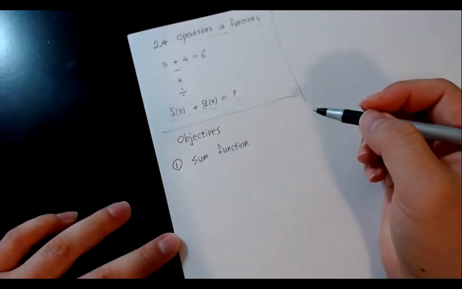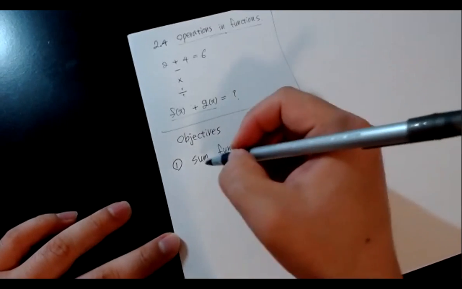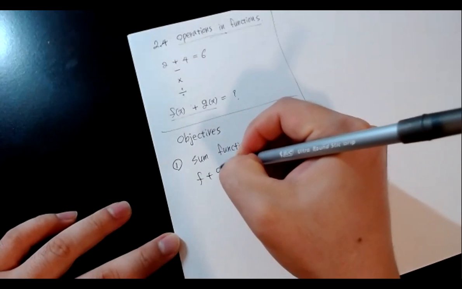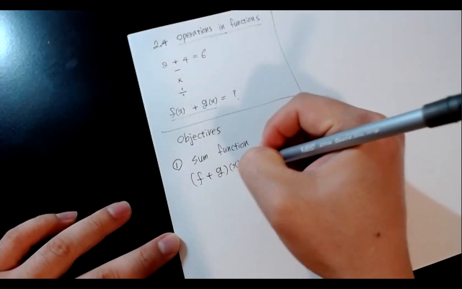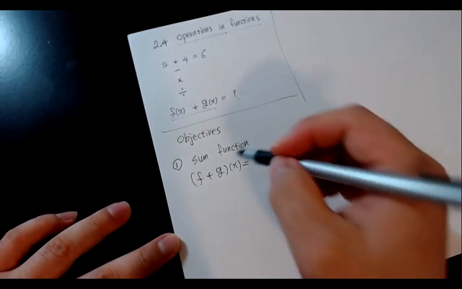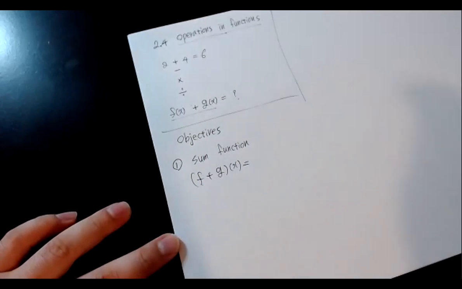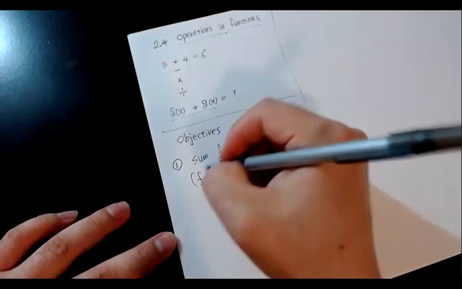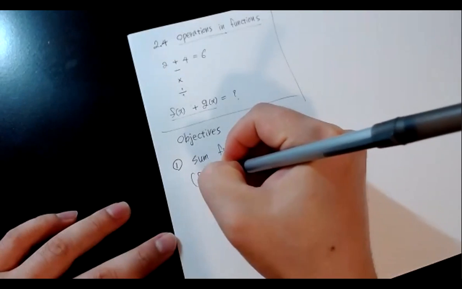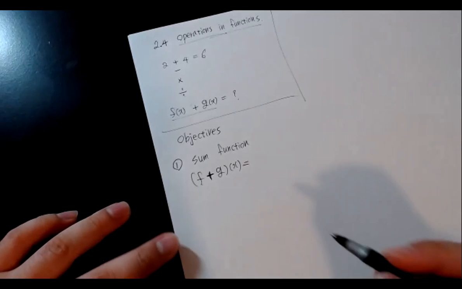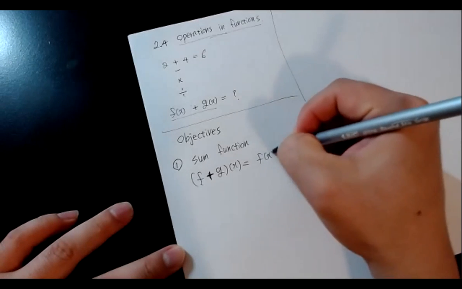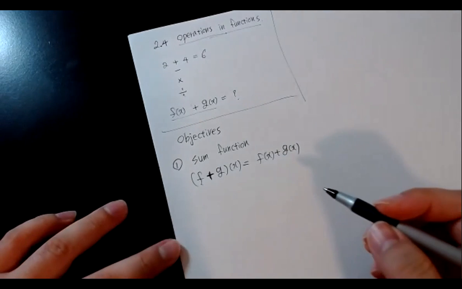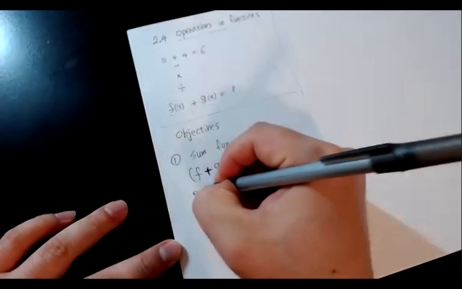So what do we mean by sum function? The sum function is denoted by f plus g of x. Here f and g are two letters that represent functions. So the sum function f plus g is defined by just f of x plus g of x. I know it's a little bit abstract, so let me give you an example.